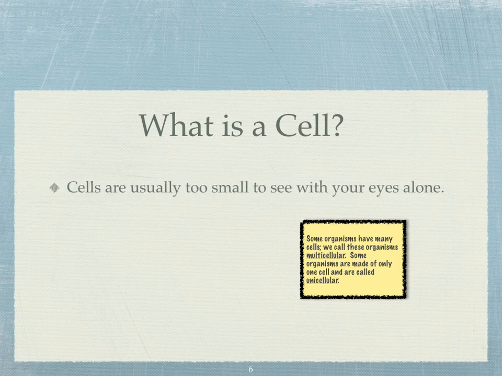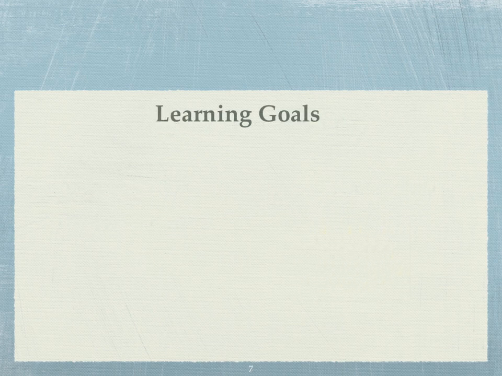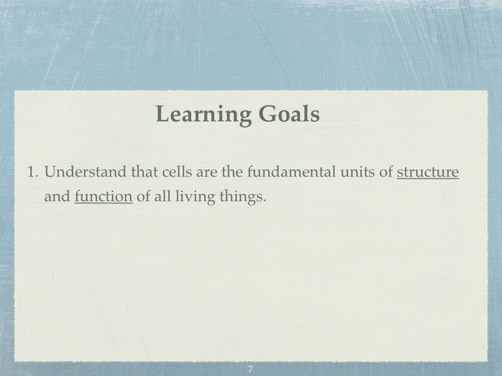One characteristic of cells is that they are usually microscopic, or too small to see without a microscope. Another characteristic of cells is that they are numerous. A human is made of millions of cells. However, some organisms like bacteria are made of only 1 cell. Congratulations! You have now completed learning goal number 1.